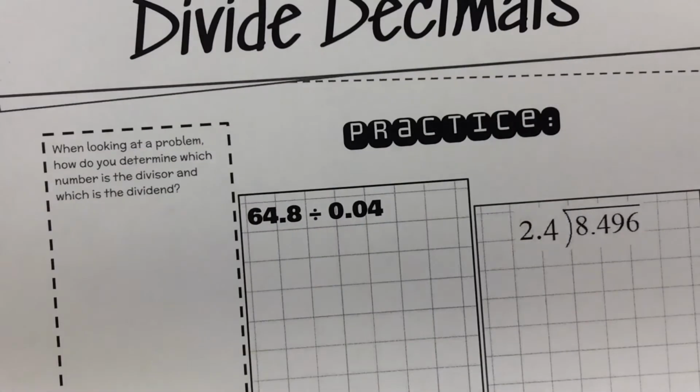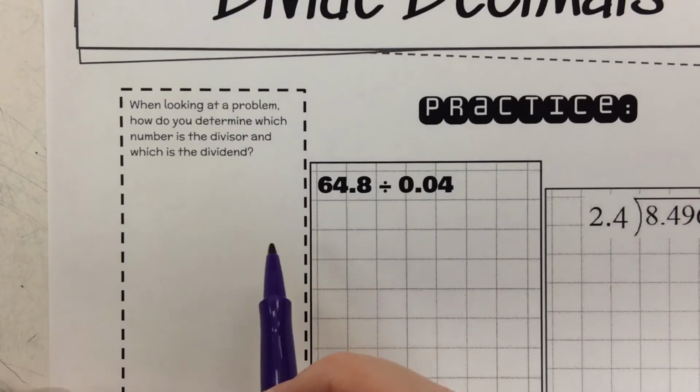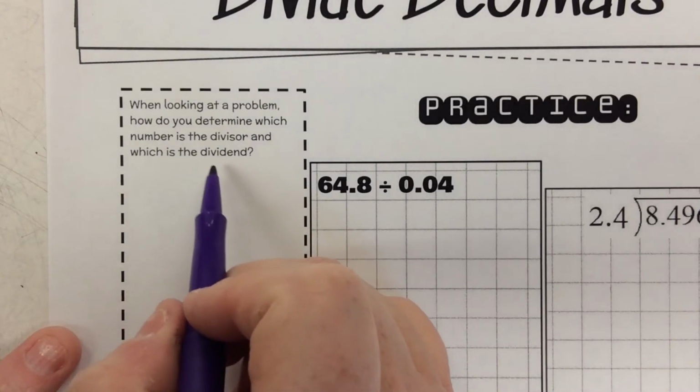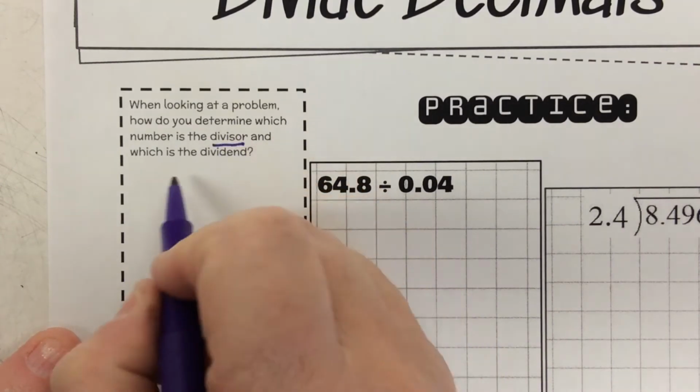Okay, we're going to practice a few. First thing here, when you're looking at a word problem, how do you determine which number is the divisor or the dividend? Actually, not even a word problem. The divisor is what you're dividing by.